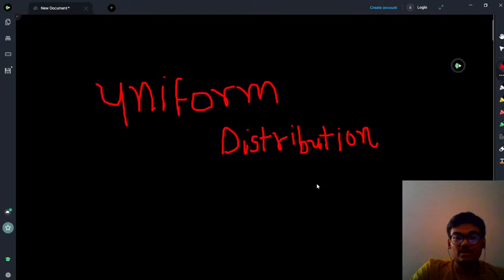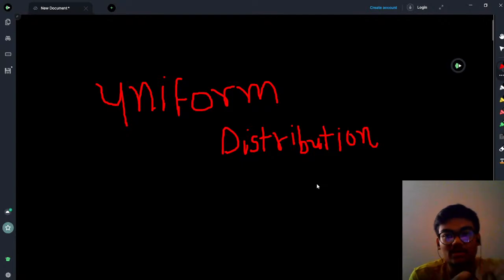So where are we using a uniform distribution? Where do we use the uniform distribution? The uniform distribution is used when the occurrence of an event is the same, meaning the likelihood of occurrence of the event is the same. If you are not getting it, let me give you one practical example.